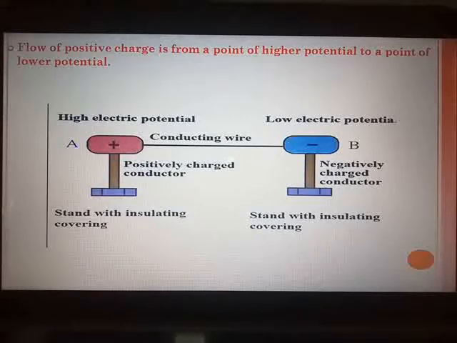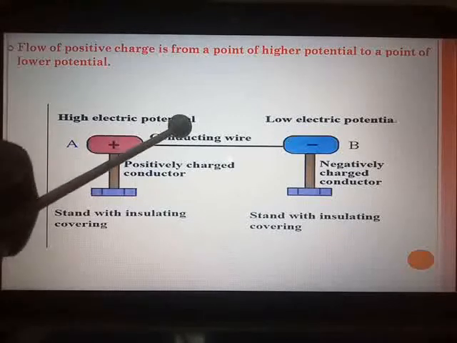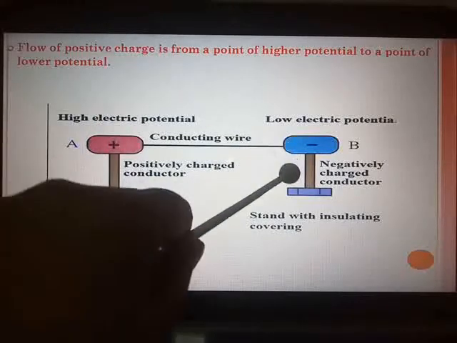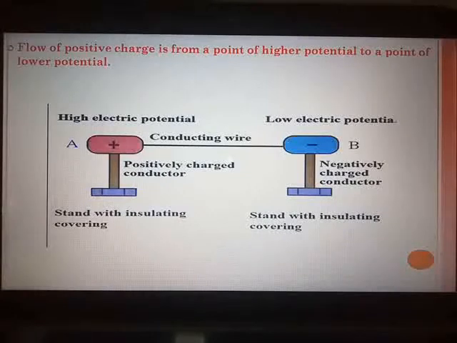You might have learnt about lightning. A lightning strike is the flow of electrons from the point of lower potential on the clouds to the point of higher potential on the earth. Now looking at this figure over here, you will see two conductors. Conductor A is at a higher potential, and conductor B is at a lower potential.